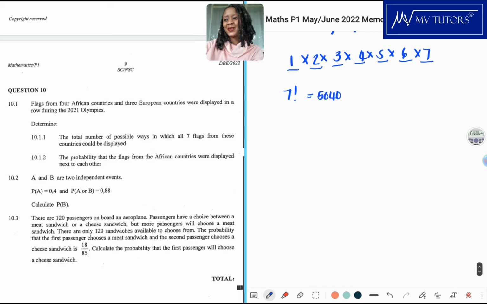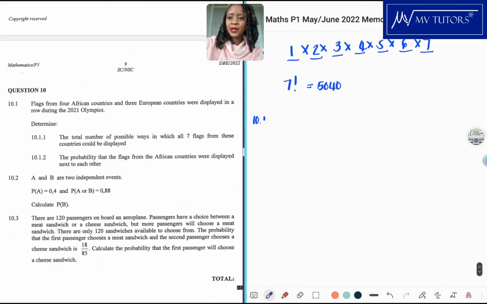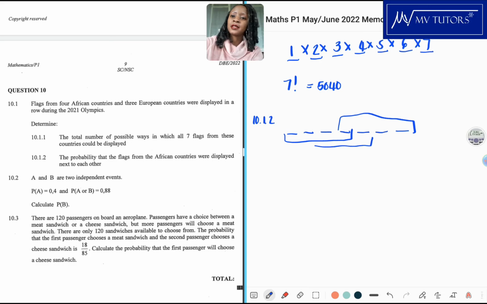Okay, I hope that was clear. And then 10.1.2 says: the probability that the flags from the African countries were displayed next to each other. So again, we have 7 open spaces. Then the 4 were displayed next to each other. So they could have taken the first 4 spots, or the last 4 spots, or the middle spots, or whatever other combination.